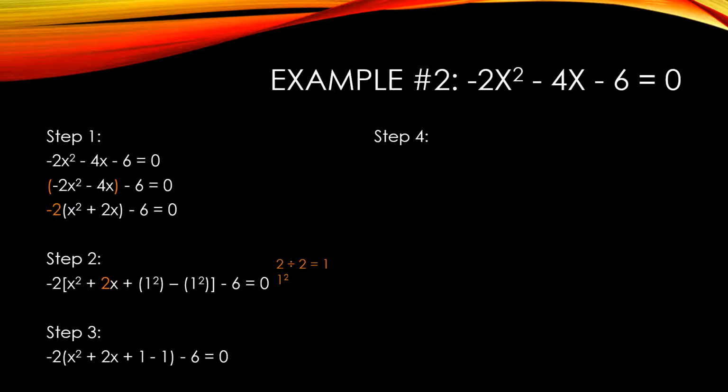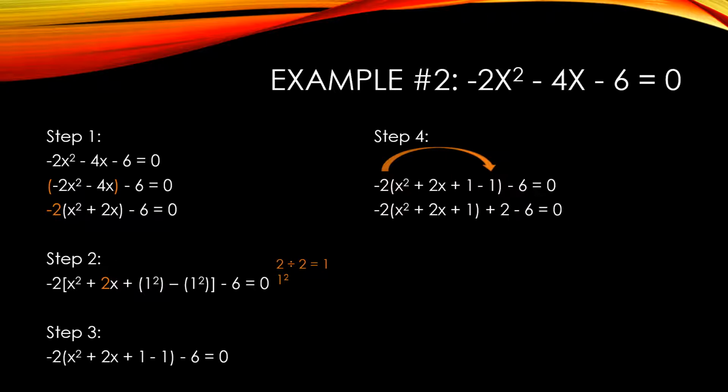So that means we must remove -1 from our bracket. Now, since there's a coefficient to our bracket, we must multiply them. So that's -2 times -1 to give us +2, and then place that on the outside of the bracket just next to our -6.